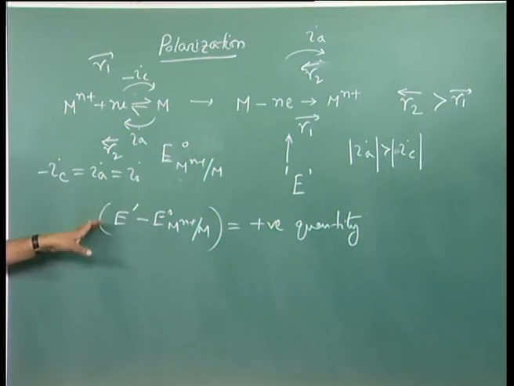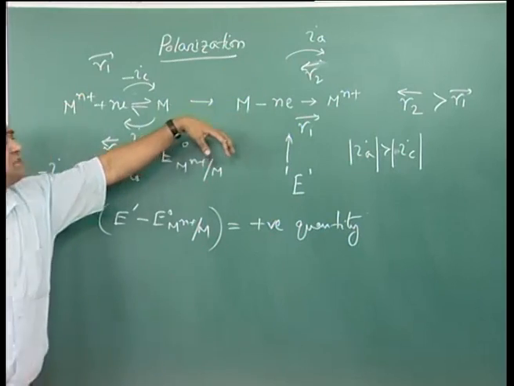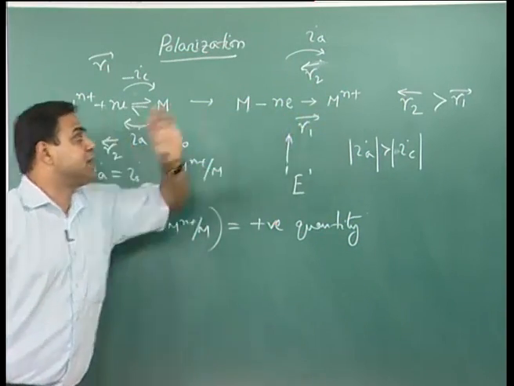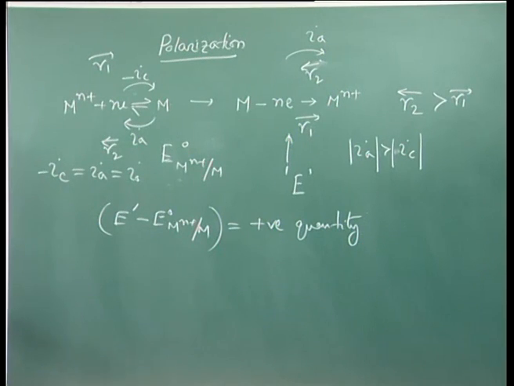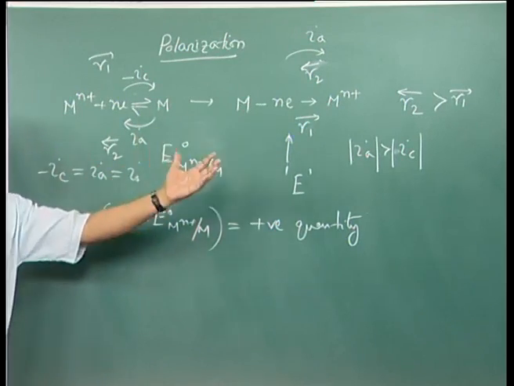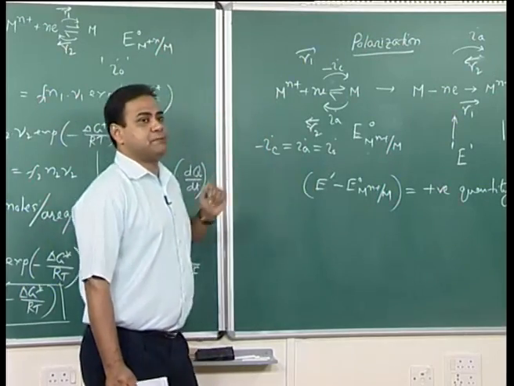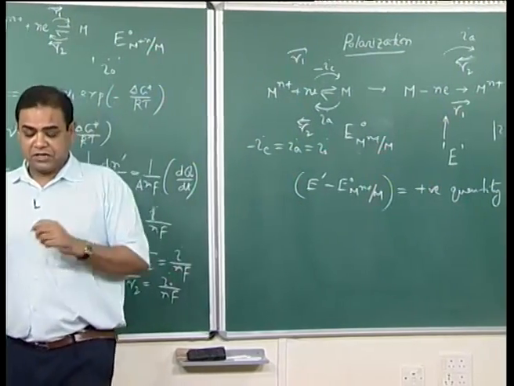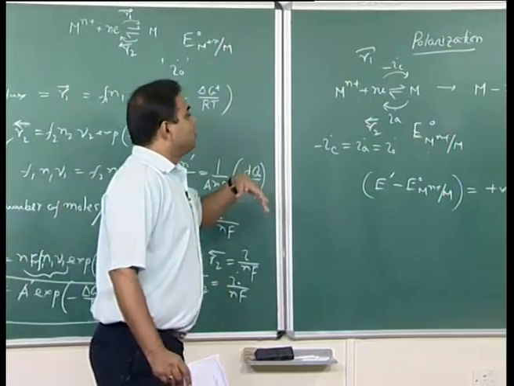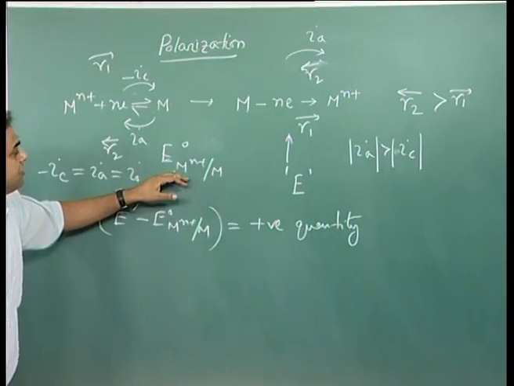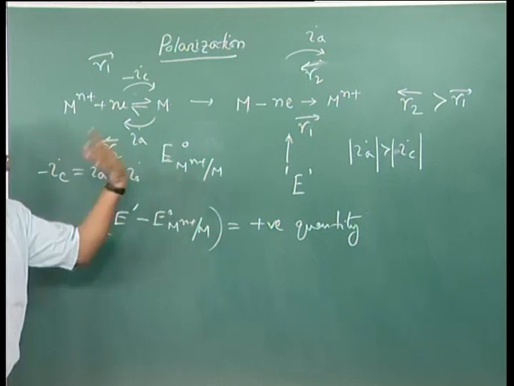That means, because of this disturbance in equilibrium, or because of the preferential formation of metal M n plus ions, you are deviating the potential from the equilibrium value to some positive value. That is why this becomes positive. And here we are considering only the reduction potential. So, reduction potential goes from E naught, which is the equilibrium potential, to a higher potential.